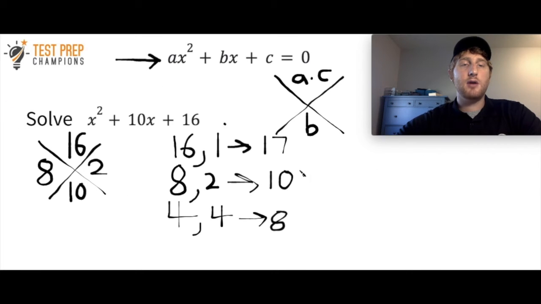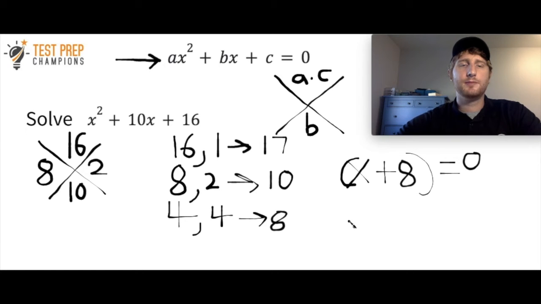And basically now, the next step, I'm going to do x plus 8. And I don't even really need to write these parentheses. I keep doing it. I'm going to set that equal to 0. And then I'm going to do x plus 2 and set that equal to 0 as well. So I need to solve both of these for x.